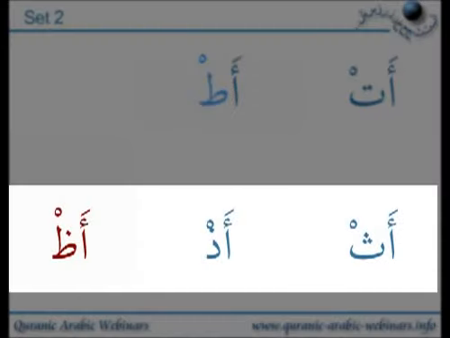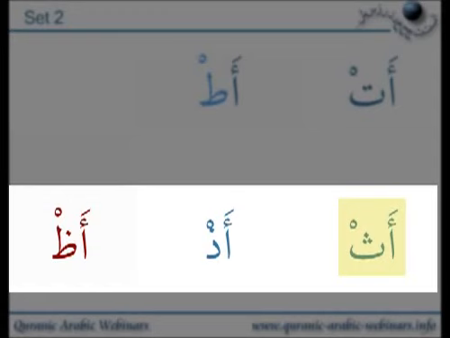Now the third one is one of the ones that people really get confused with. We have the tha, the dhal, and the dha. So the dhal and the dha effectively are a tarqiq and tafkhim pair, i.e. the dha is a heavier version of the dhal. So we'll start with the first one.